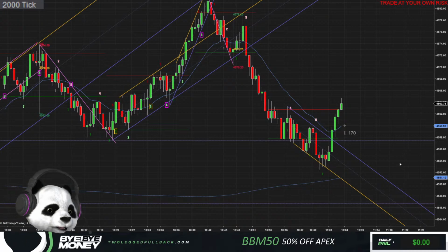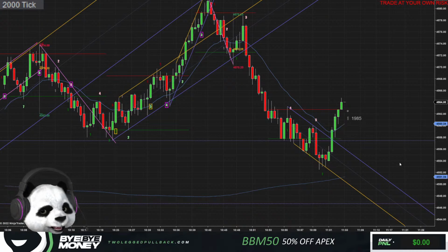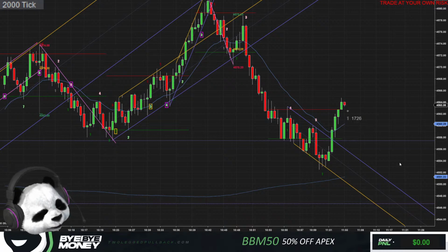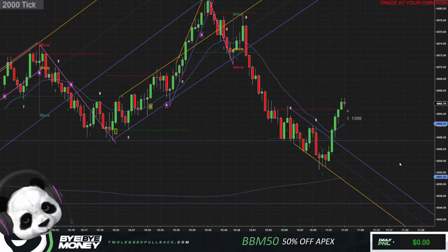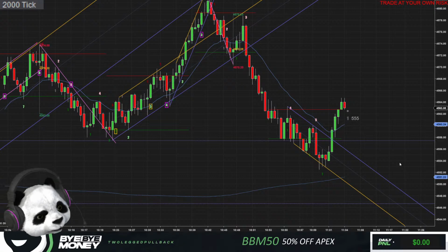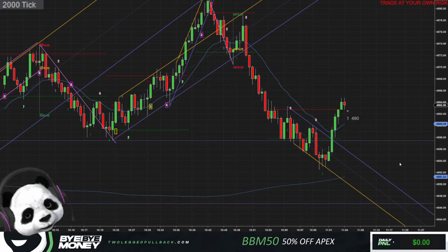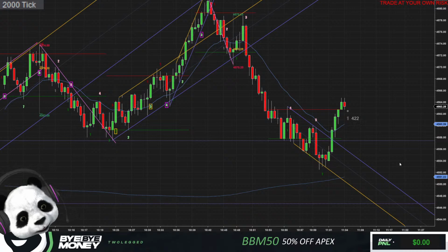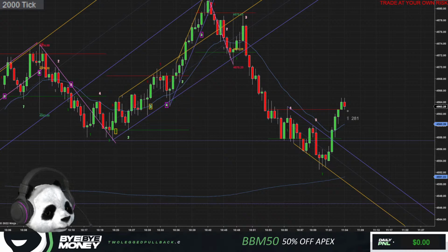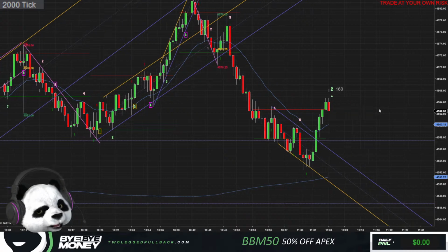Just waiting, pandas, for a setup. I want one more setup, and it's just taking forever. Almost going along here. We're actually looking for one more leg down on the 5-minute.